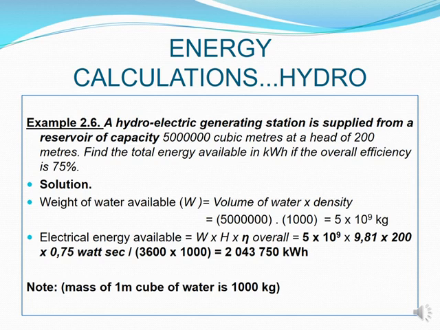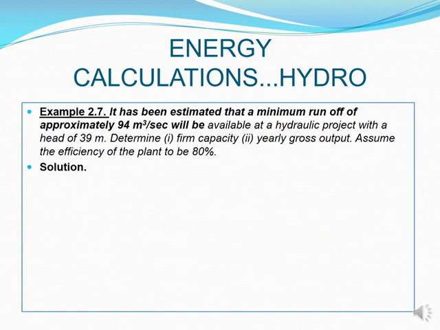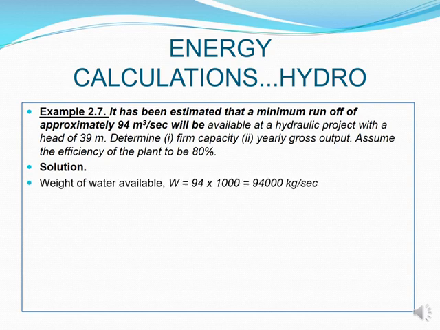And here they were just showing that 1,000 that we used initially, that a mass of 1 meter cube of water is equal to 1,000 kg. Then we go to the next example, 2.7, and in here they say it has been estimated that a minimum runoff of approximately 94 meter cubes per second will be available at a hydraulic project with a head of 39 meters, and they want us to determine the firm capacity as well as the yearly gross output, and we must assume an 80% efficiency of your plant.